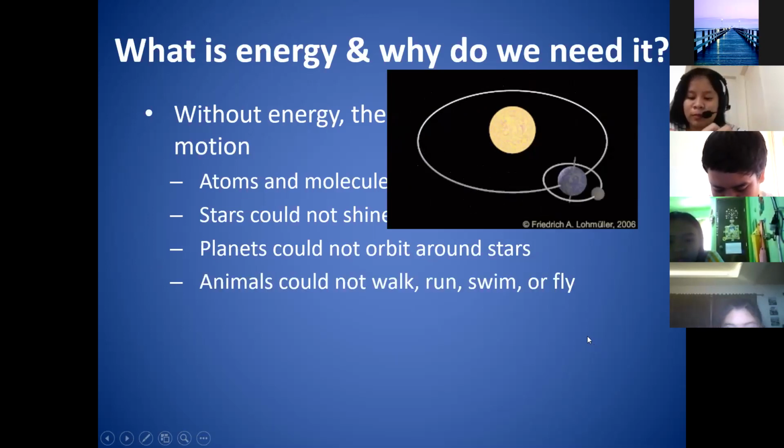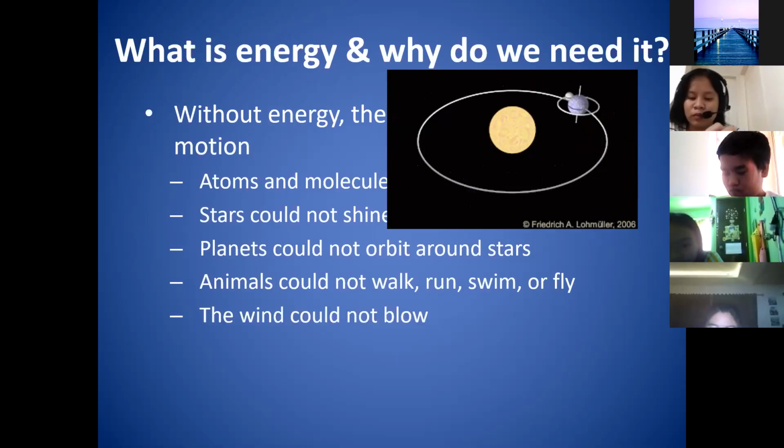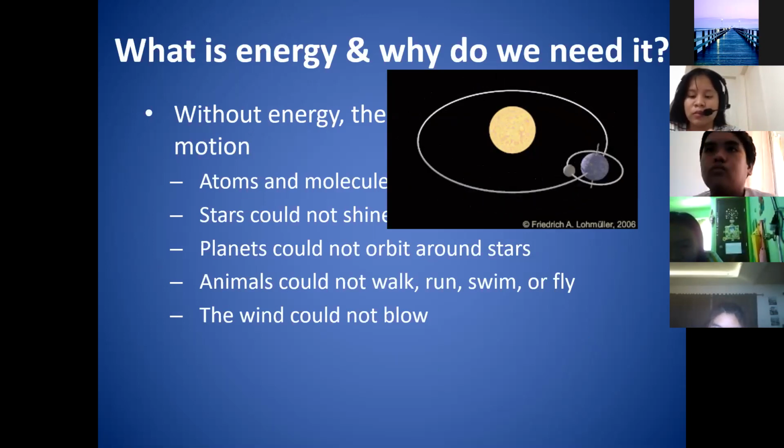Animals could not run, could not walk, could not swim without the said energy. Thus, we really need such an energy. Even the wind has the energy. That is why we have the wind power. What's that in Isabela? The big turbine that generates the energy from the wind.